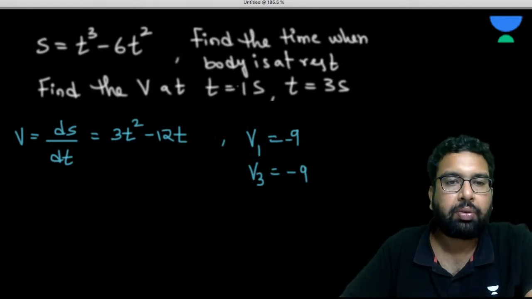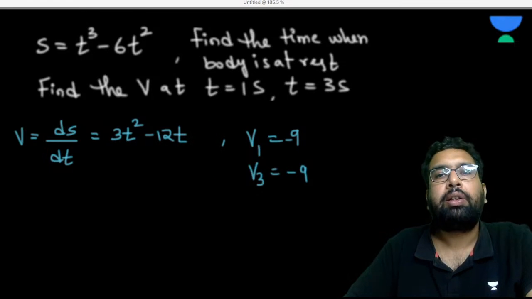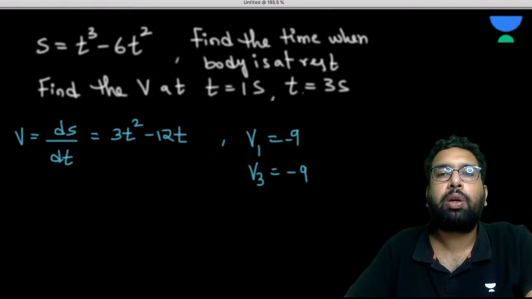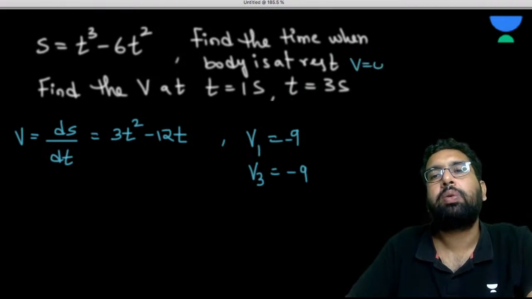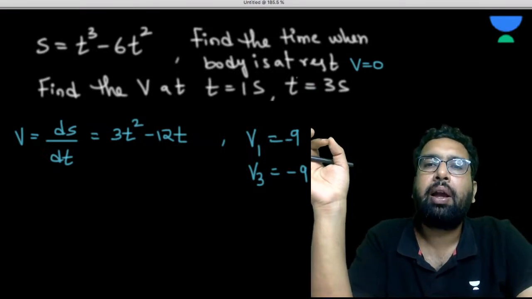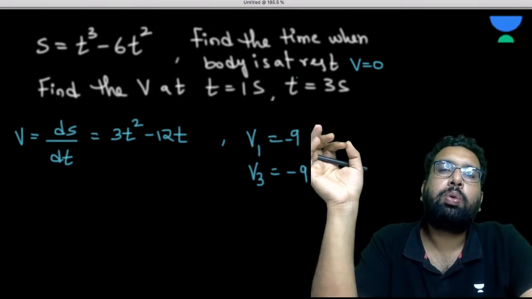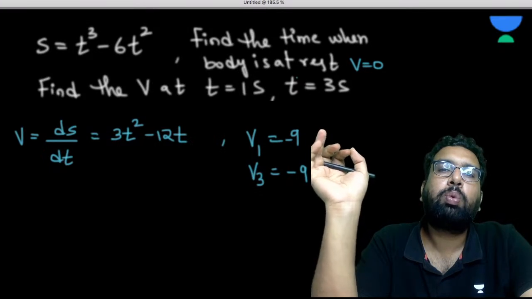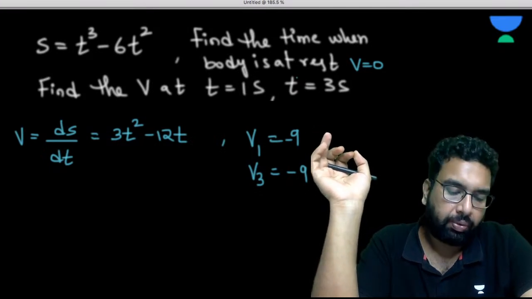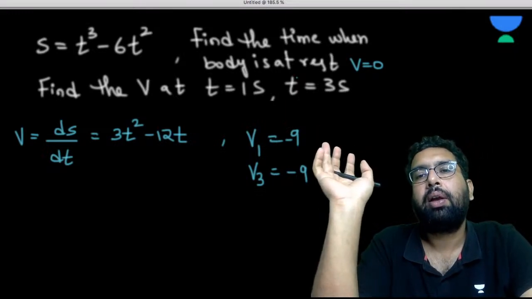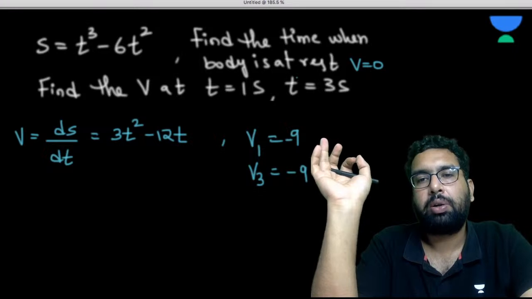Now in this question, one thing is also written here: find the time when the body is at rest. Now when the body is at rest, what does that mean? Body is at rest means velocity is 0. Motion and the direction of motion is always given by the velocity. So when we say that the body is at rest, the velocity is going to be 0.